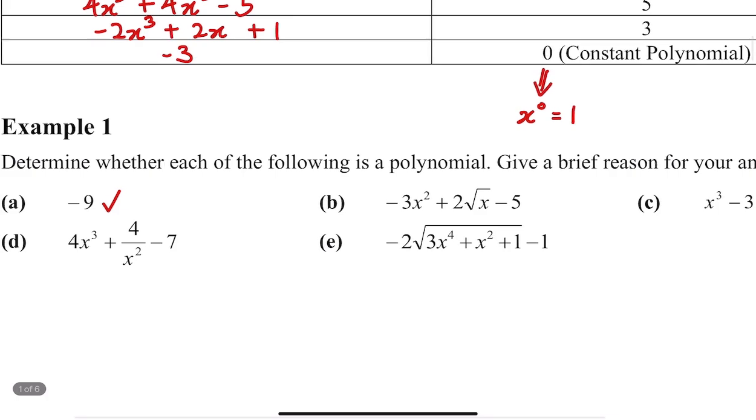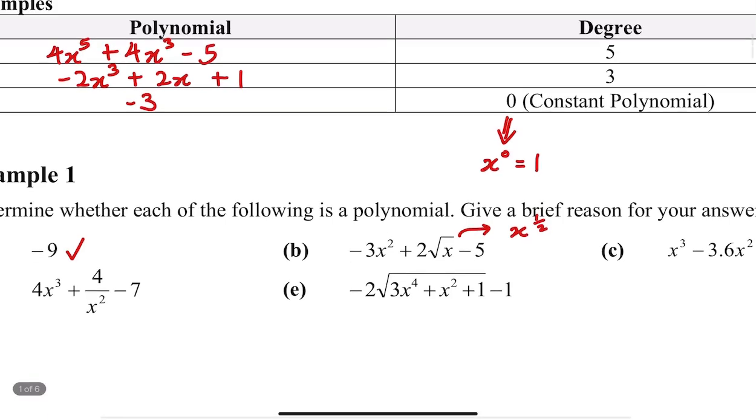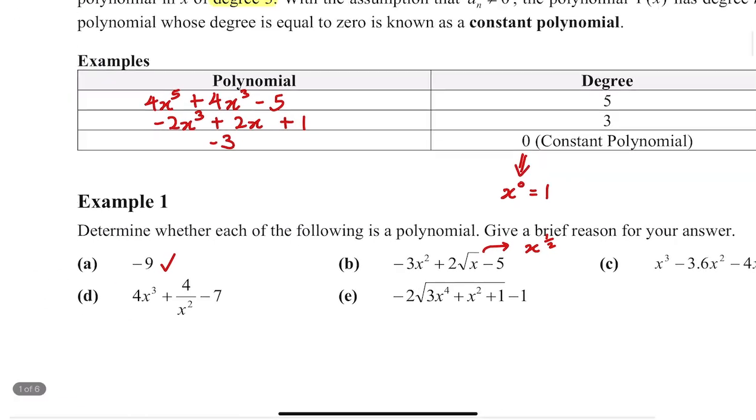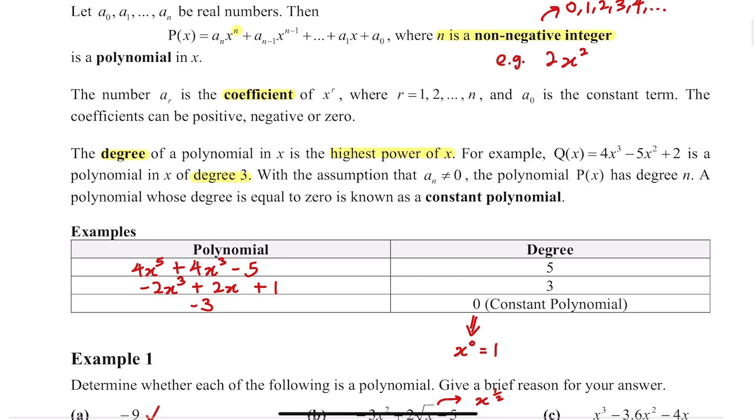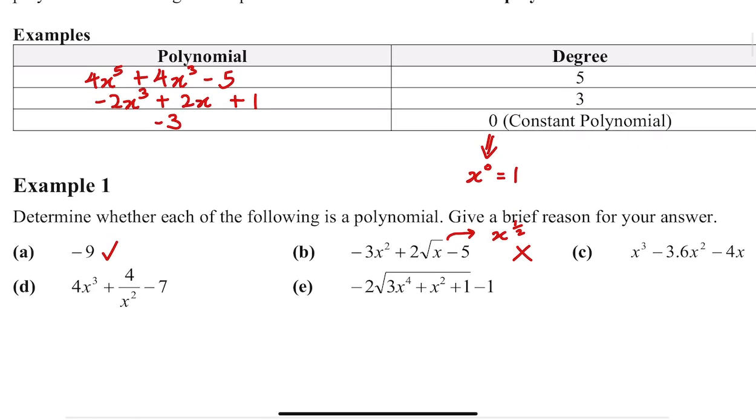Next one, part B: negative 3x squared plus 2 root x. I hope you can recognize that square root x can be written as x power half. Going back to the definition of polynomial, as mentioned earlier, the power must be a non-negative integer. Half is not an integer, so therefore B is not a polynomial.